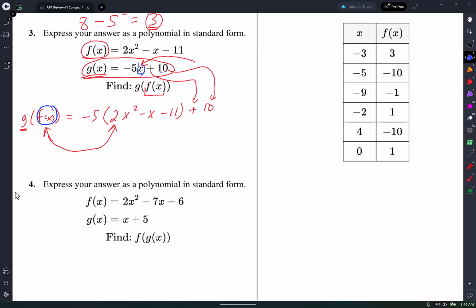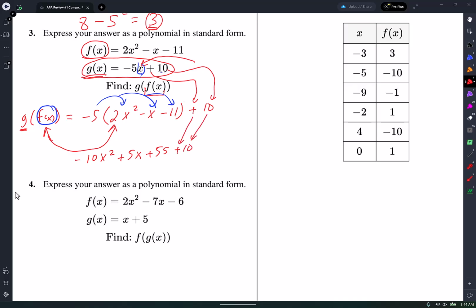You're just doing arithmetic. There's not a square or anything outside of that parenthesis, but there is this -5, so you're just going to go bam, bam, bam. You don't have to do sound effects. So here it is. So -5 times positive 2x squared. What's that? -10x squared. -5 times -x. Plus 5x or positive 5x. -5 times -11. Positive 55. And then plus 10. That plus 10 is that one.